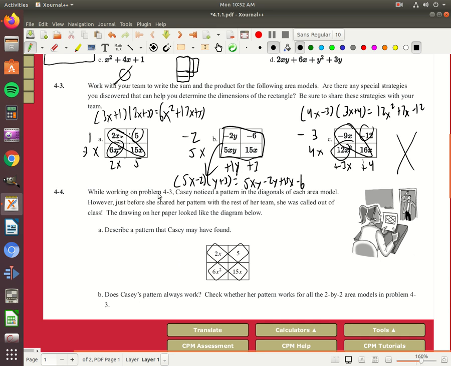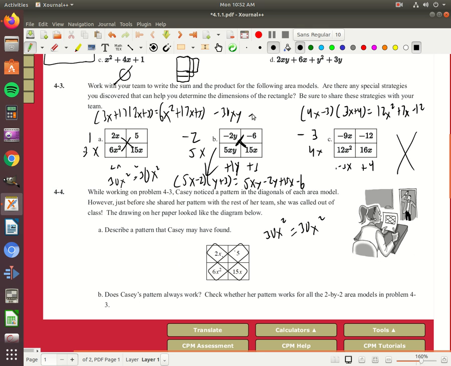So it says, while you're working on problem 4.3, Casey noticed a pattern with the diagonals. It's pretty slick. 2x times 15x is 30x squared. 6x squared times 5 equals 30x squared. So is that always the case? If we multiply the diagonals, are they always going to be equal? And if we do it correctly, the answer is yes. So here, 2 times 15x is 30x squared. Guess what 6x squared times 5 is? It's also 30x squared.